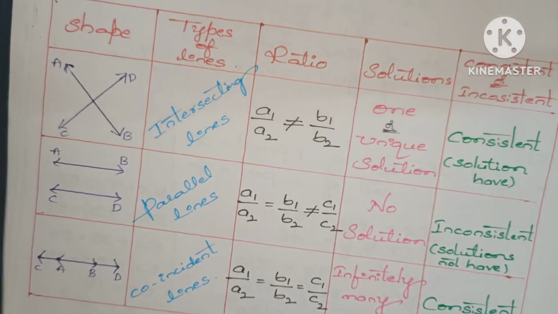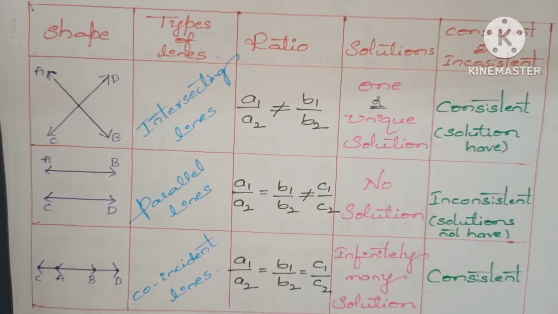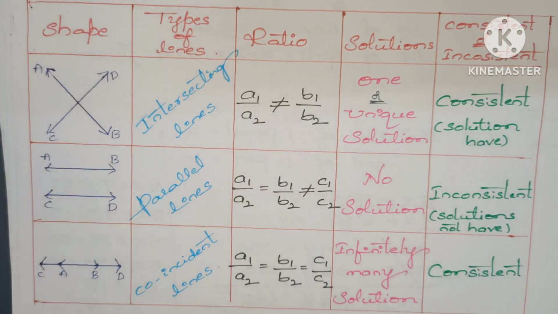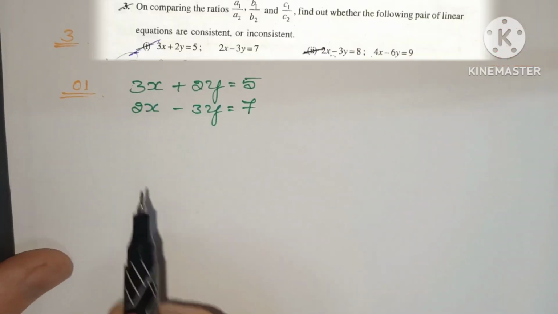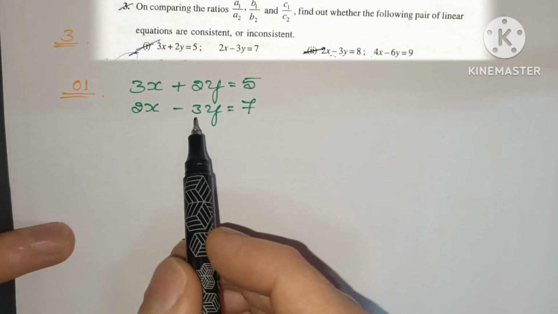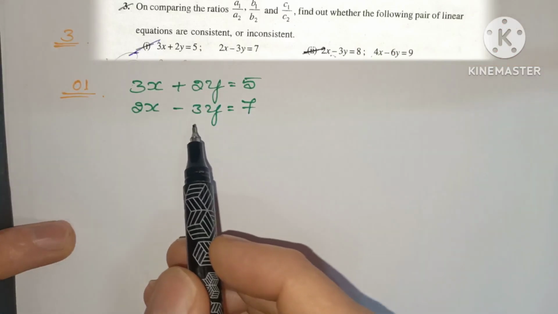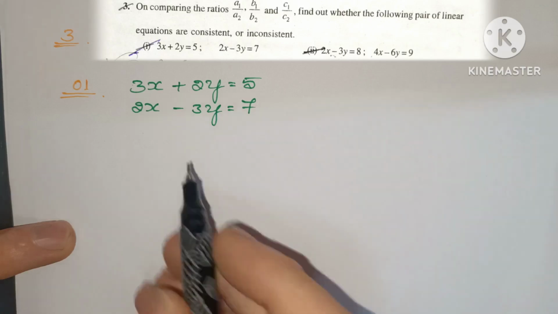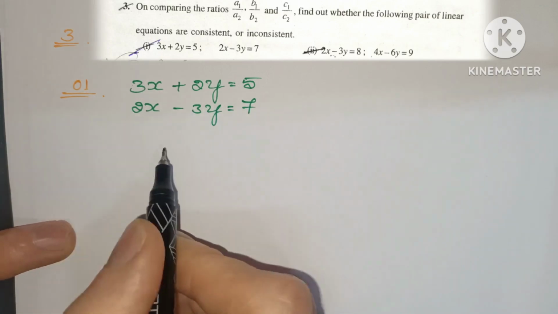In our previous video, we discussed it in detail, so I hope you know it very well. In your classes also you have learnt regarding this. Now we will move on to the third question. Here is the pair of linear equations, two equations they have given in the question. We have to determine whether the lines are consistent or inconsistent. Now let's move on to how to solve this one.